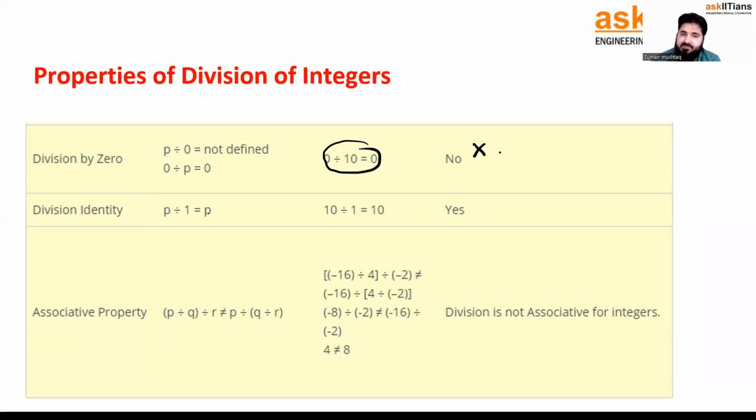Division by identity. 7 is the number. What do you need to divide it by to get 7 back? Divide it by 1, right? Also, it does not follow the associative property. You can see here negative 16 divided by 4. What is negative 16 divided by 4? That is -4.